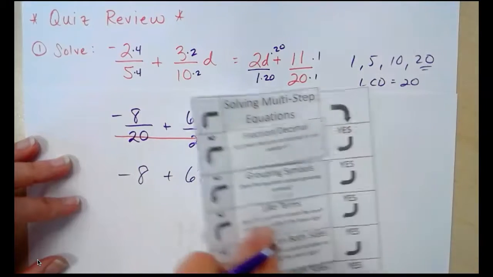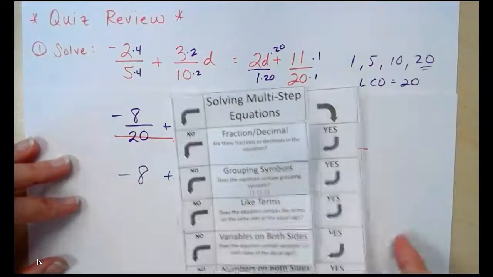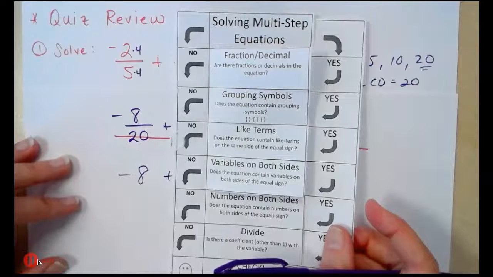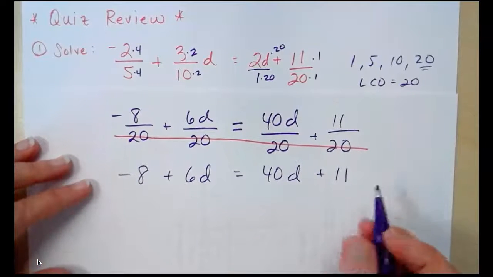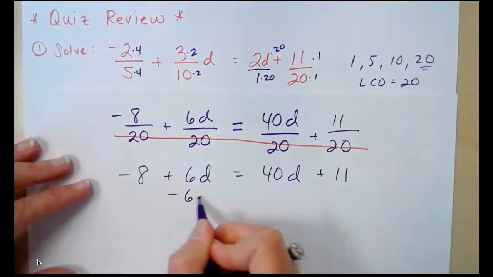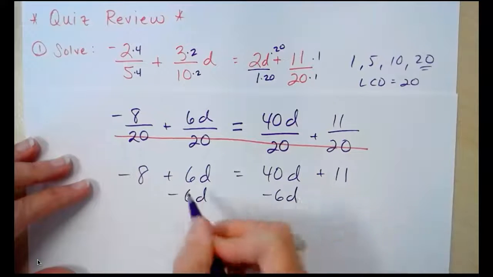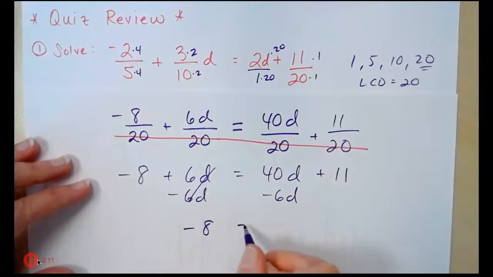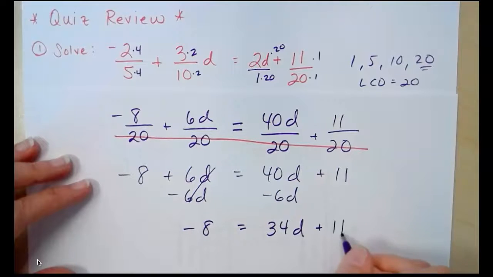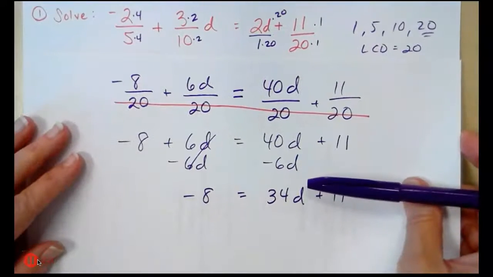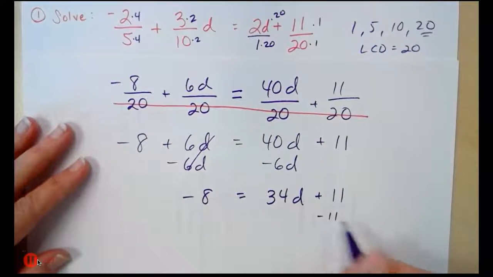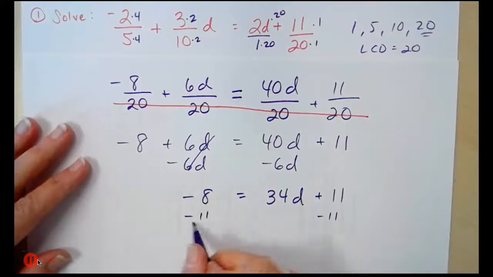Remember, we can follow along on the steps on our solving multi-step equations foldable. That might be helpful for you. So I'm going to solve from here. Minus 6d, minus 6d. Negative 8 equals 34d plus 11. Remember, line up those equal signs, work down the page. Next, minus 11, minus 11.